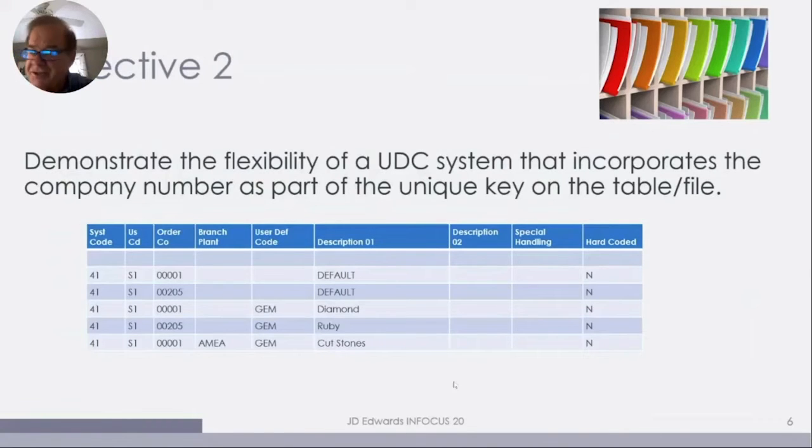In the standard system, the first come, first serve approach would have said that company 1 would have had that code set as diamond, and company 205, when it came on board, could not use that same code, GEM. They would have to adopt some other type of code or some iteration of that code to make the description equal ruby, and so forth.